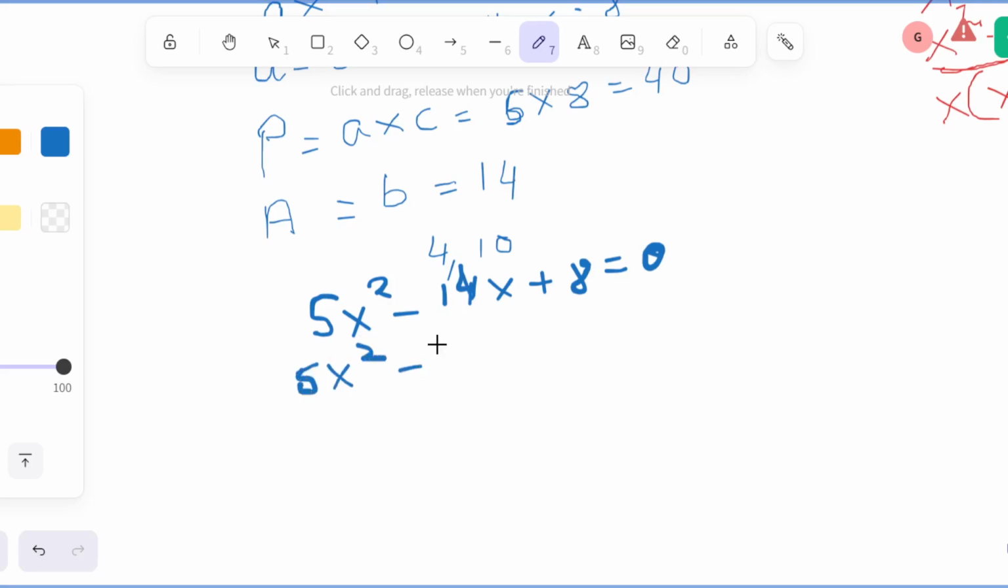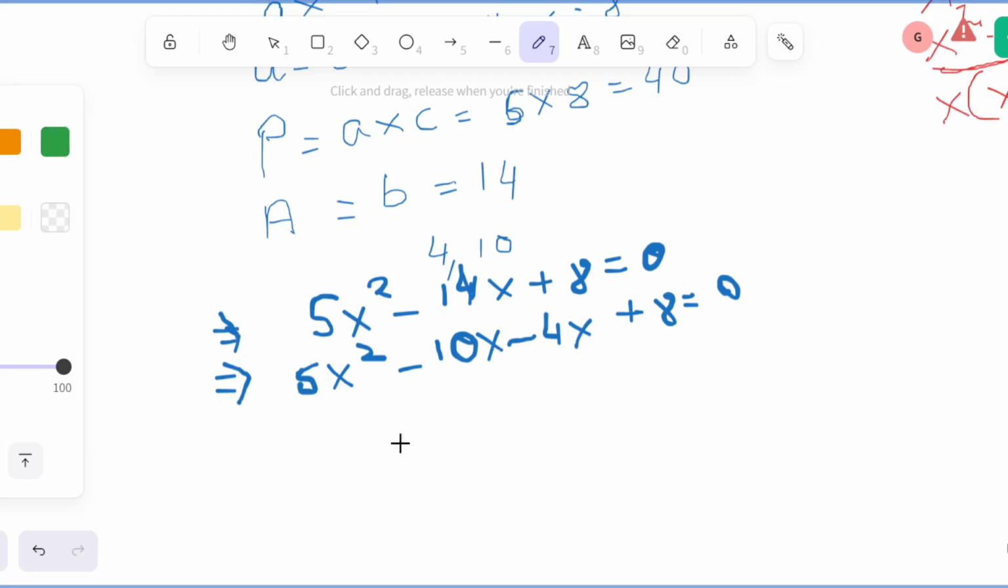So we can write it as minus 10x and minus 4x plus 8 equal to 0. Now, if you see, Nathan, even if you add them again, minus 10, minus 4, minus 14, it's the same. It's not different, right? These all are same only. It's just a different way of writing so that we can factorize it.